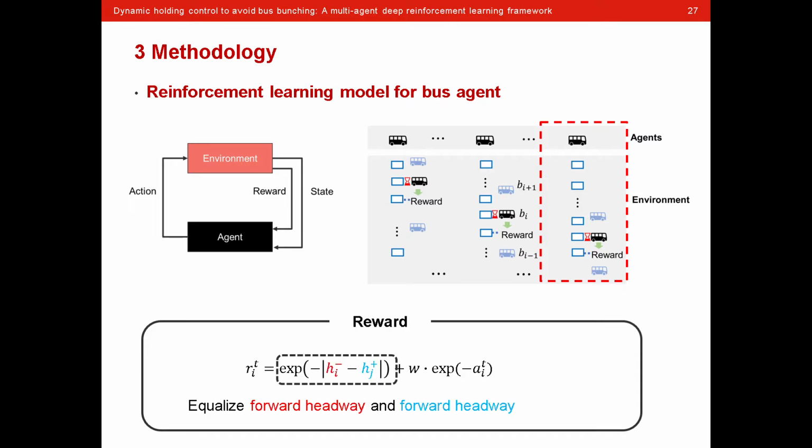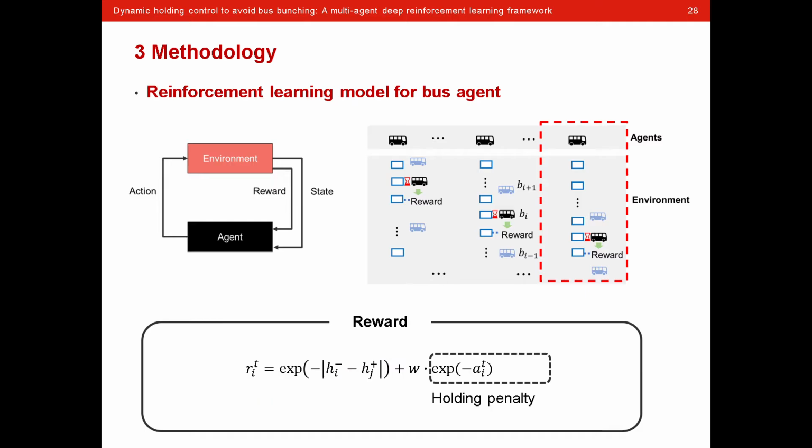The first part is to equalize the forward headway and backward headway. Sorry, there's a mistake here. This part is introduced to reduce the variance of the headway among the buses. And the second part is the holding penalty, which means that we should not hold for a long period. So this can be used to reduce the mean of the headway.